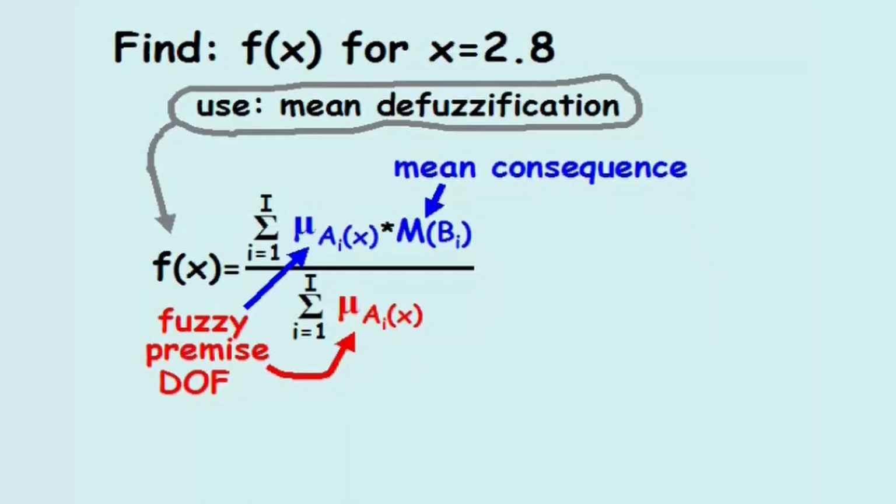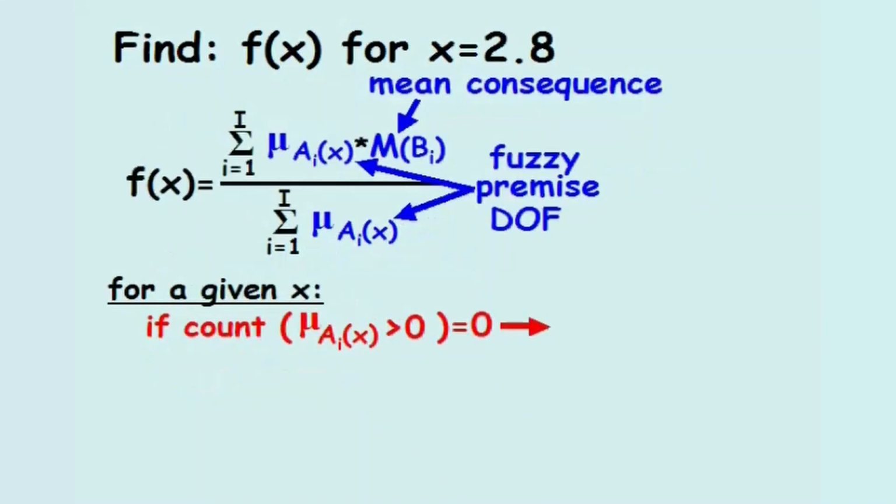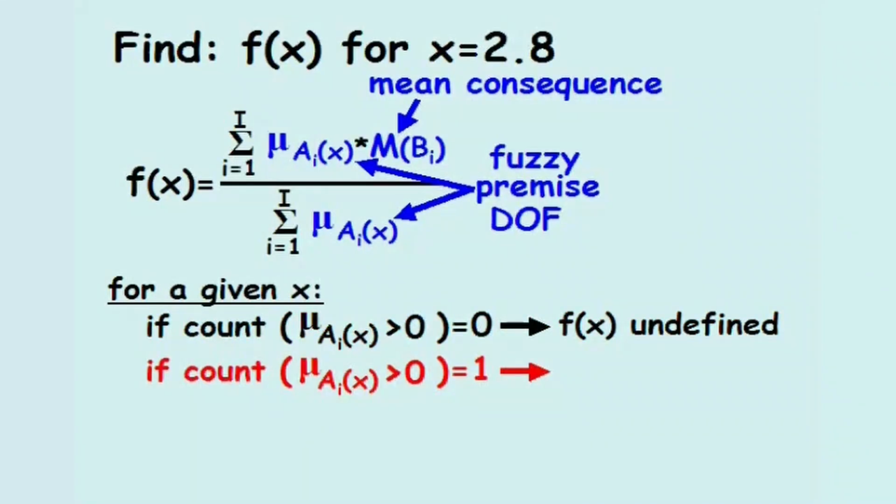If there are 0 rules where the degree of fulfillment in the premise clause is greater than 0, then the function f of x is undefined. If there is only one rule where the degree of fulfillment in the premise clause is greater than 0, then the degree of fulfillment terms cancel out, and the function is simply the mean consequence for that rule, mb of I, and the function f of x for this x value is degenerate.